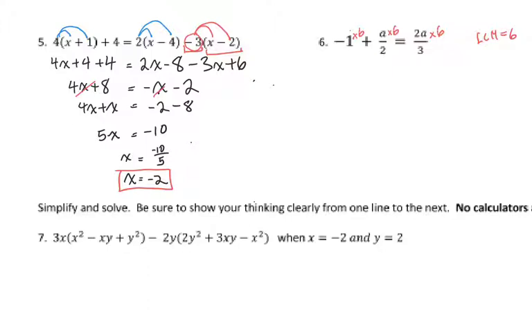Simplifying, -1 times 6 gives us -6. Now, 6 divided by 2 gives us 3 over 1. So our final answer for a is going to be plus 3a. Now let's cancel again. Now we have 3 and a 6, and that gives us 2. So 2 times 2 gives us 4a on the right side.